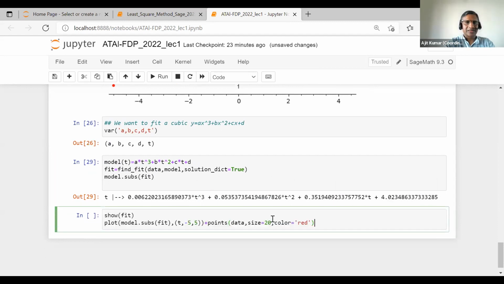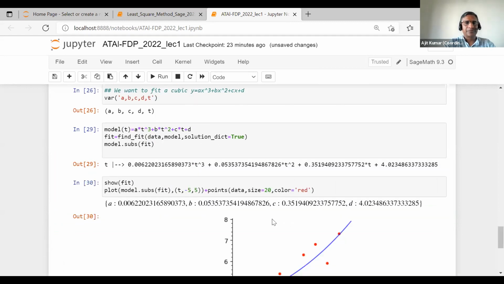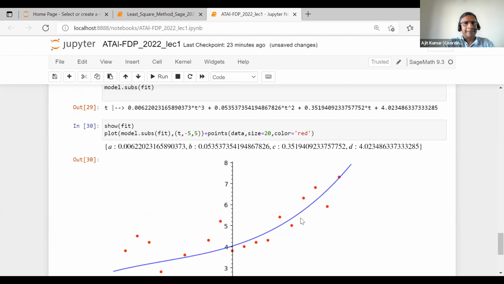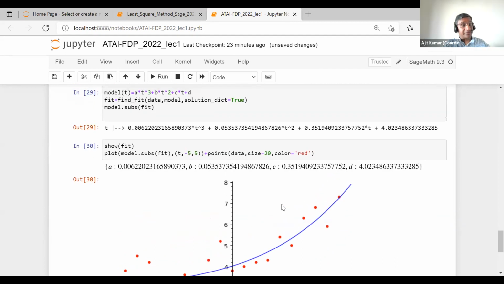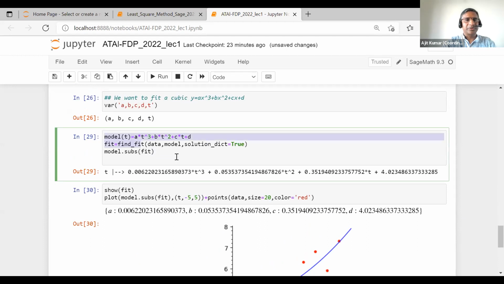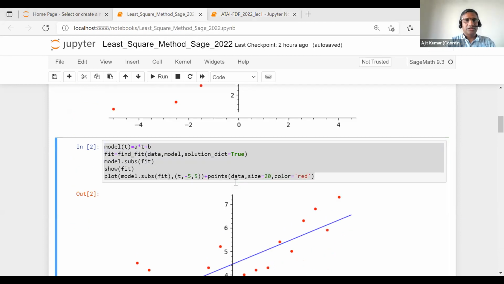Let me also plot the set of points along with the cubic that we have obtained. This is using find underscore fit, which is an inbuilt function to fit a curve in SageMath. We have not yet used the formula that we have found out. We will come to that in a minute. Let me copy this in Google Sheet.